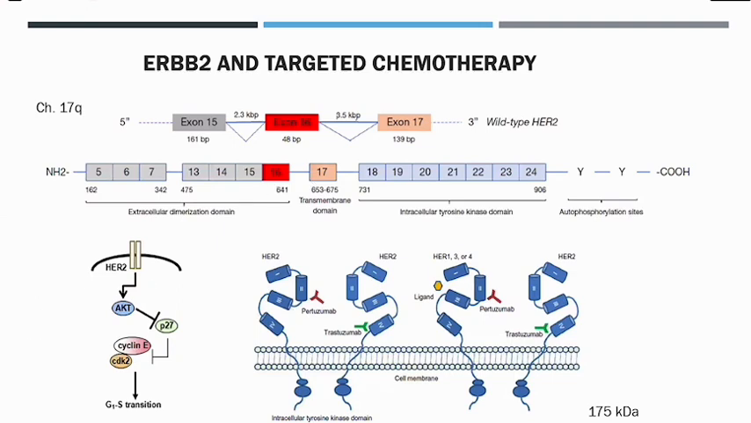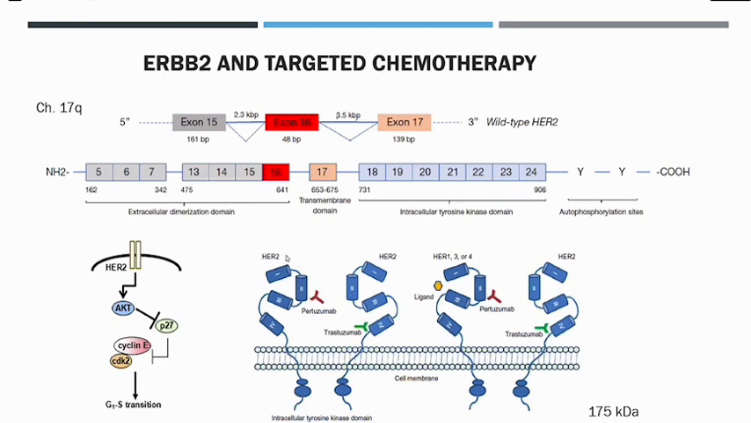So the way it functions, HER2 signaling goes down to downstream AKT phosphorylation and AKT signaling, and also inhibition of P27, which inhibits the cyclin and CDK complexes. So there's a double inhibition, or activation of the G1 to S transition.